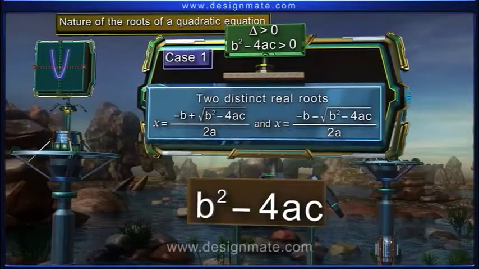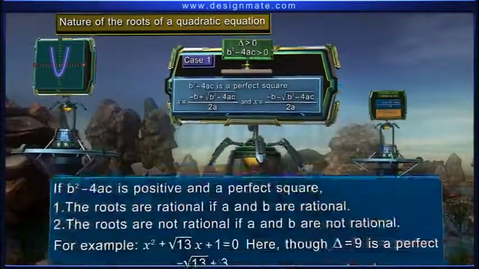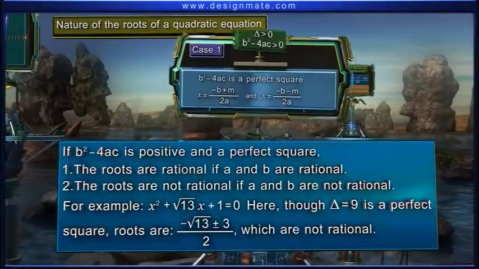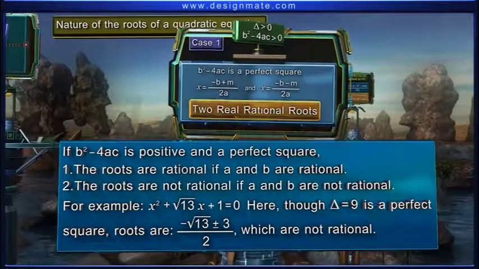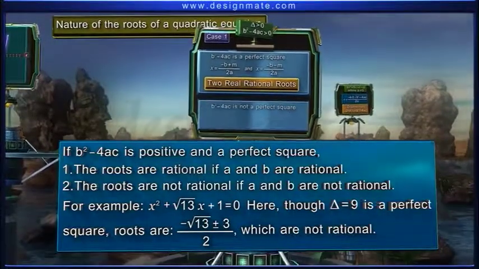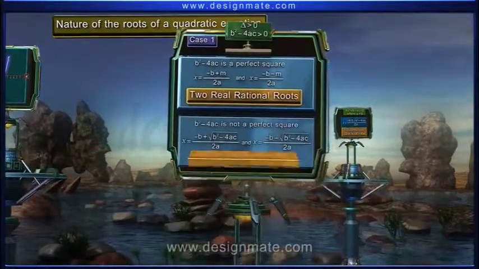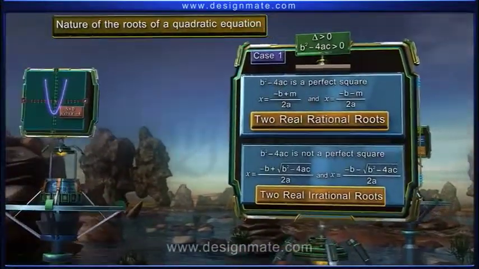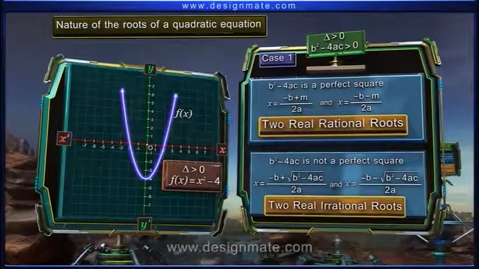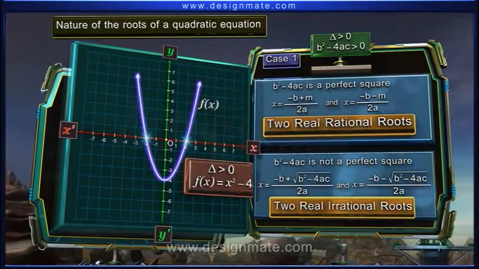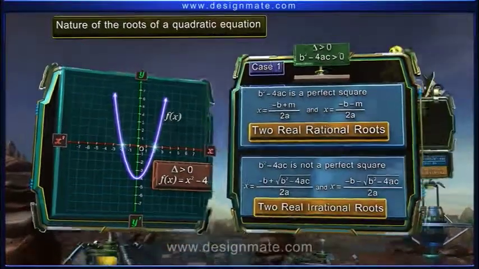Again, if b² - 4ac is a perfect square, say m², then the square root would be number m, which will give us two real rational roots. If b² - 4ac is not a perfect square, then the quadratic equation has two distinct real irrational roots. Visualizing this implies that the parabola will intersect the x-axis at two distinct points.